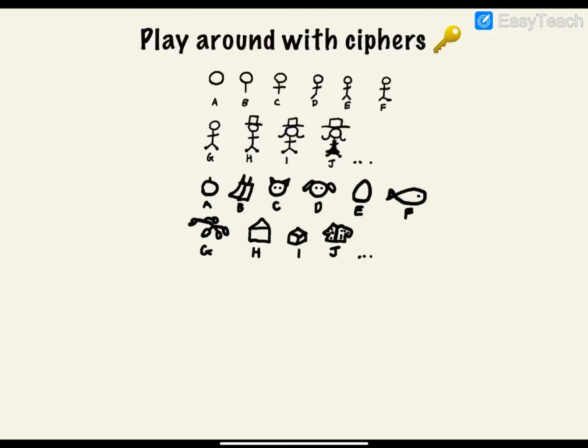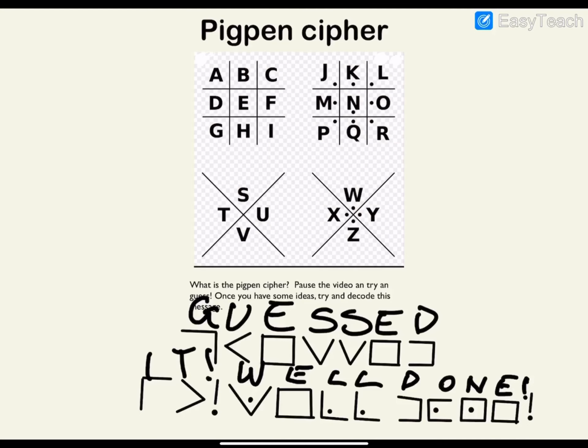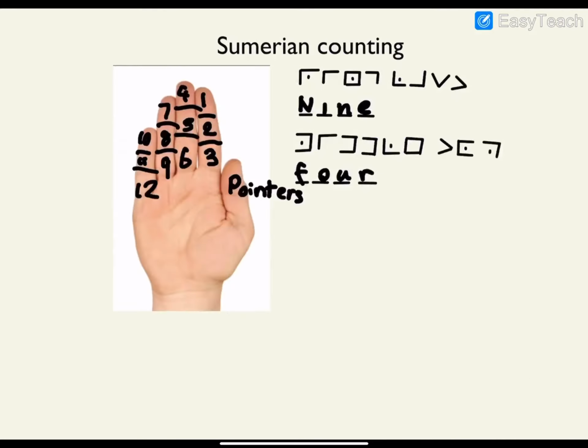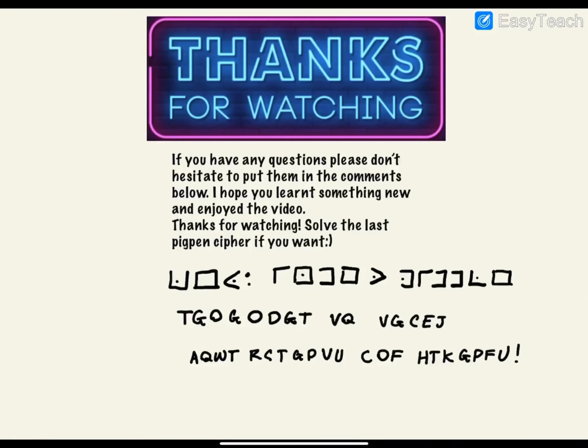I will go back to the Pigpen page. Here, stop the video, draw it, take a screenshot, or just quit the video and go to Safari and take a look. And now you can do the puzzle.